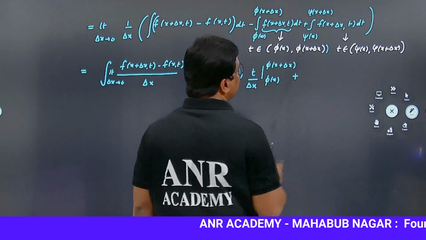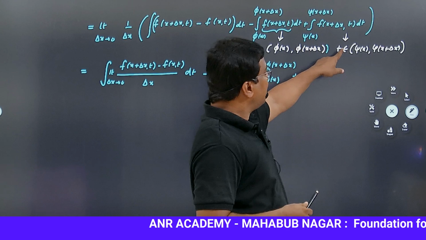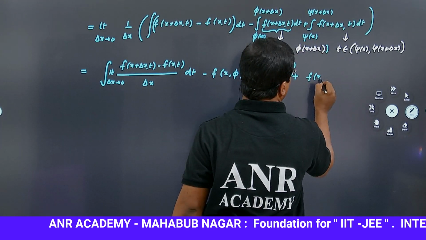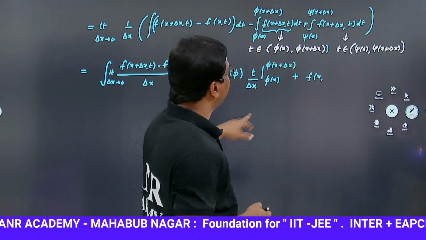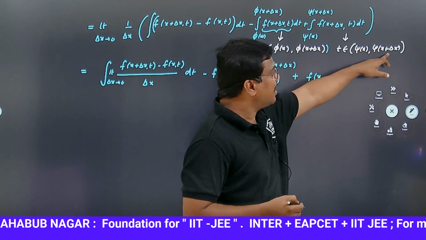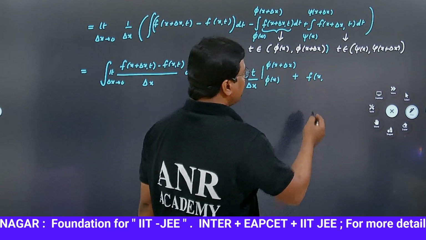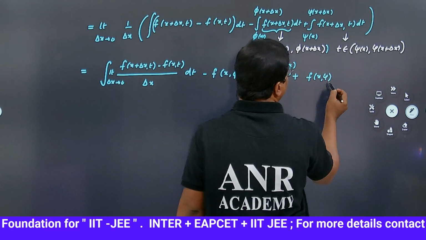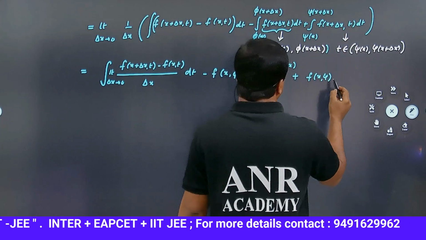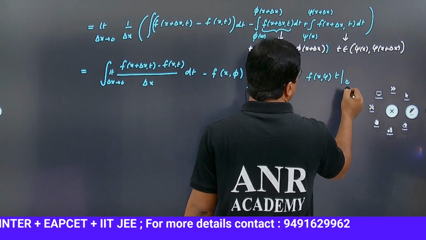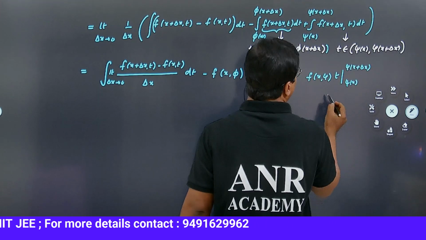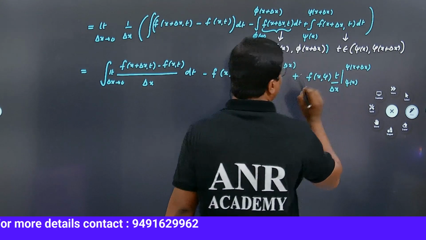I am going to integrate this. Here again, delta x tends to 0 means the functional value becomes f of x comma, and delta x tends to 0 means only x you will get. Next t: when delta x tends to 0, psi of x comma psi of x, so t belongs to psi of x. Integral dt value, integral dt t, limits psi of x to psi of x plus delta x, divided by delta x.